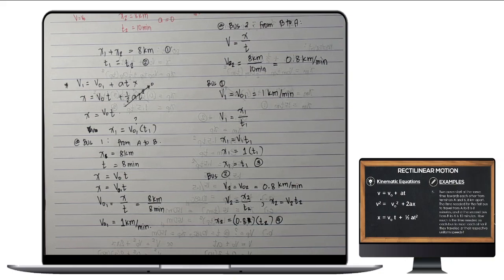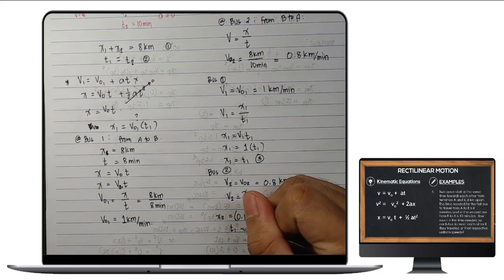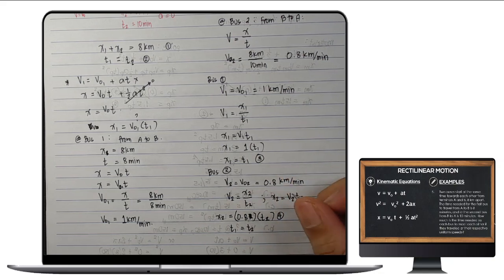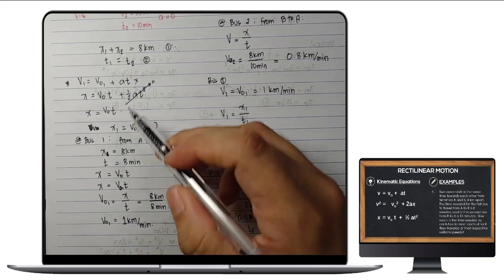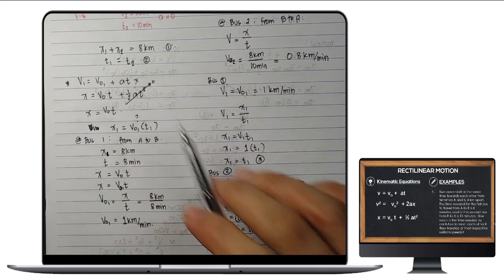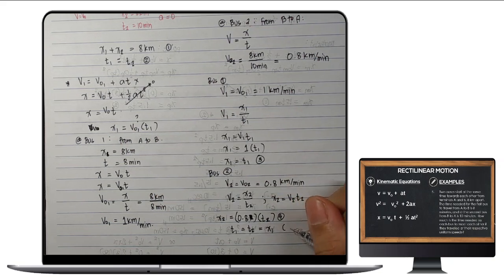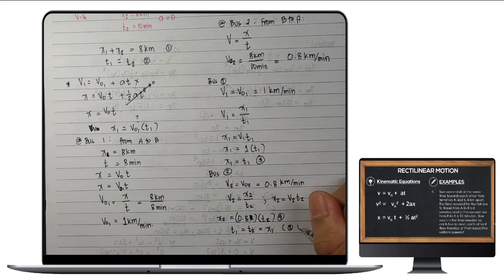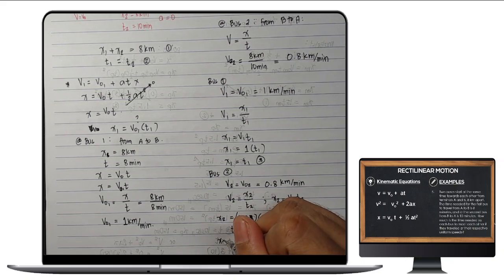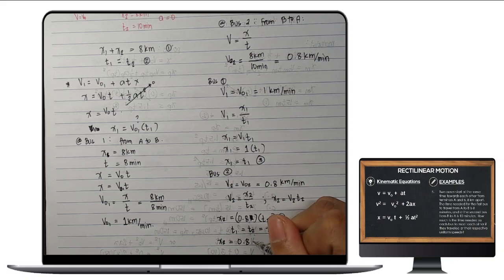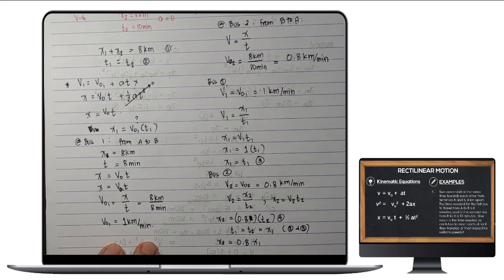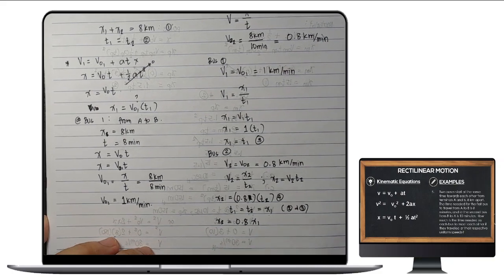Okay? But we know that t sub 1 is equal to t sub 2. And based on equation 3, that is equal to x sub 1. So this is simply the combination of equations 2 and 3. So t sub 1 is equal to t sub 2 is equal to x sub 1. So substituting, we can say that x sub 2 is equal to 0.8 of x sub 1. Okay, we just substitute the values. So let's have this as equation 5.